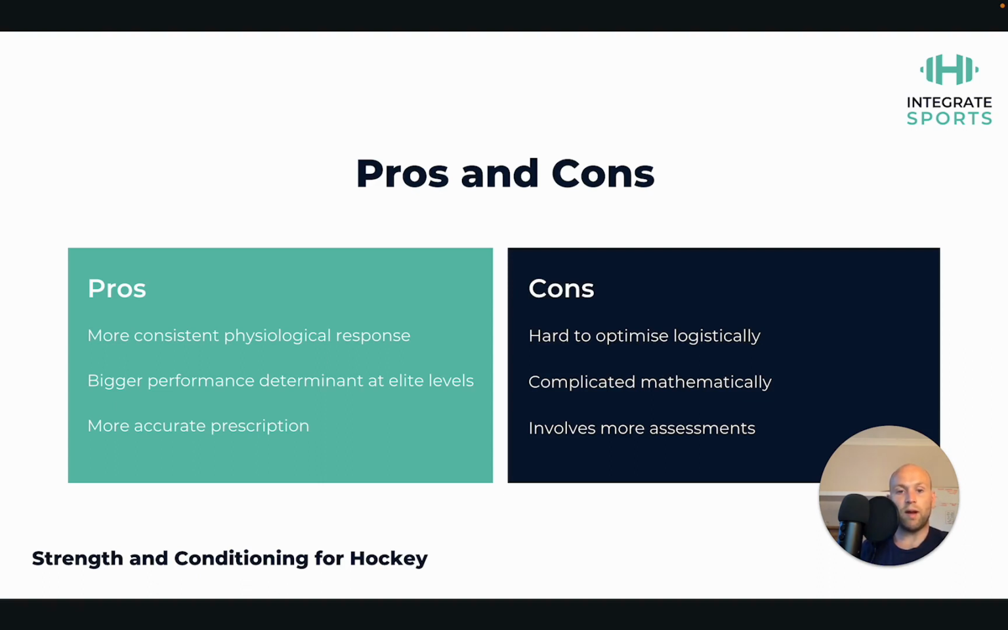The cons, though, are around the logistics and practicalities of it. It's hard to optimize logistically. If you've got a lot of athletes to work with, then trying to do a flying 10-meter sprint time can be a little difficult with large numbers. It's complicated mathematically, hence why I've given you the calculator to do all that for you. And again, it involves more assessment, so it becomes a little bit more tricky.